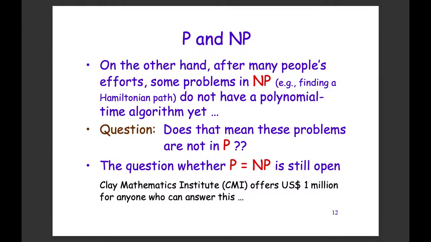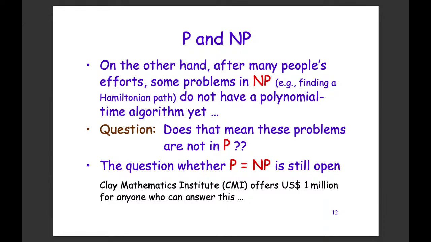Okay, so at this moment, there seems to be some problem, but we are not sure. There seems to be some problem that is located in NP, but they do not have a polynomial time algorithm. So if this is true, then that means that P and NP are not the same. So there are some problems that are in NP, but not in P. But somehow, whether P and NP are the same or not is still an open problem. So nobody can give the answer whether P is equal to NP or not.